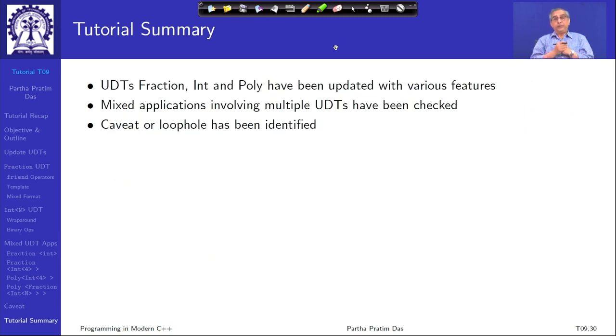So, to sum up, we have extended our discussions on the user defined types with fraction, int and poly updated, and there are several mixed applications that we have tried out. Just try out these codes. I will make all the codes also available separately as a single project, so that if you are unable to complete, then you can always try out that code and check whether you really learn how your implementation is going. And the code that I am going to share is not unique, but is just a representative one. So, you can make changes in that.